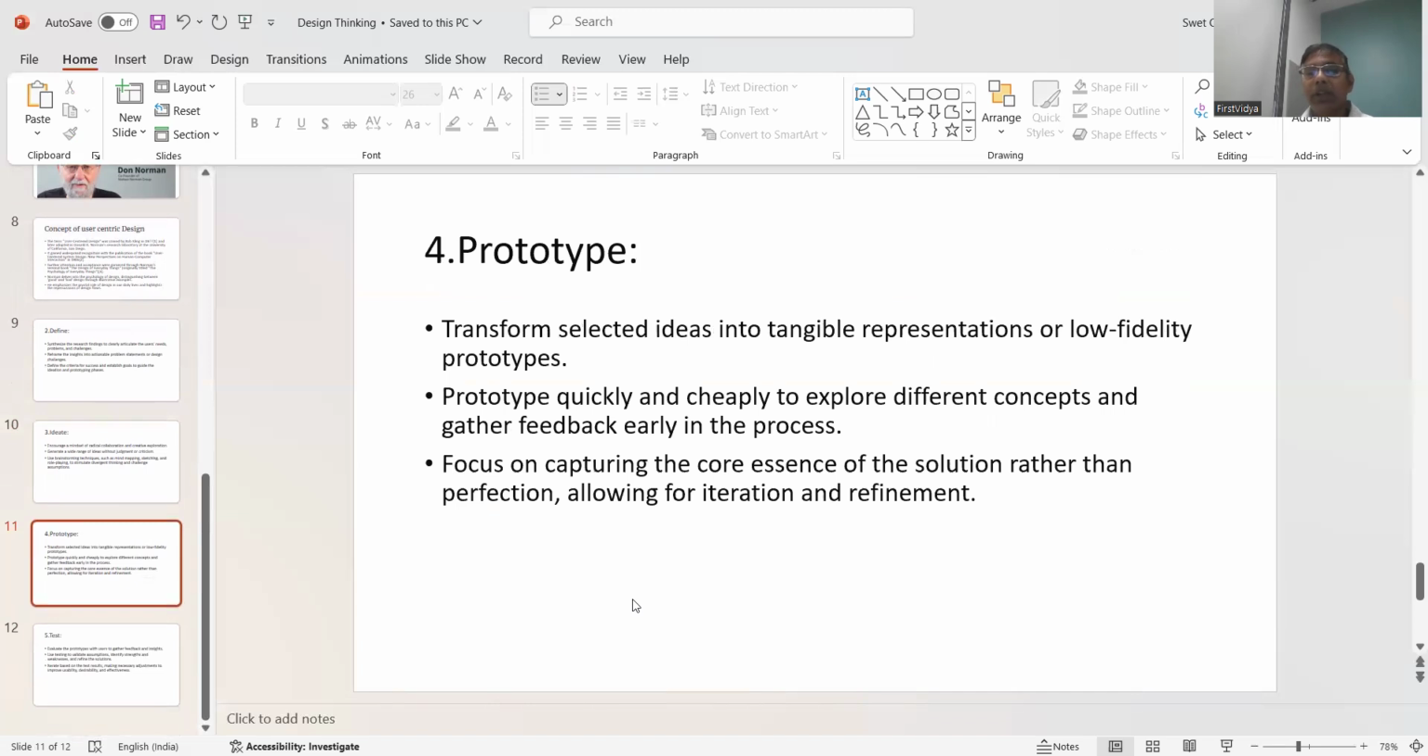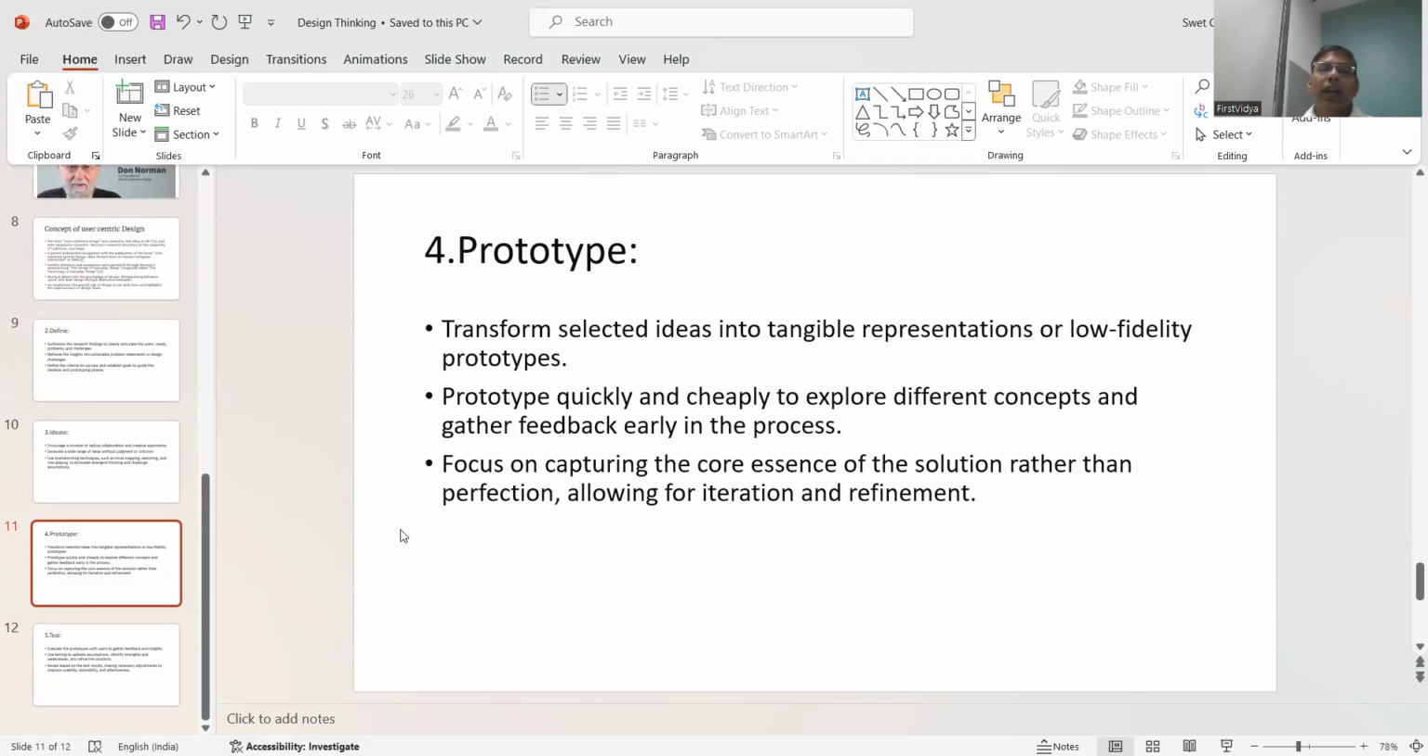Then we have prototype. Before going for the actual product, we go for a prototype. Nowadays we have rapid manufacturing and 3D printing, so with the help of these it's very easy to create whatever we have discussed till now. We can create one prototype, and then feedback from all the stakeholders can come. It is generally very low cost compared to the actual product, so we can make changes.